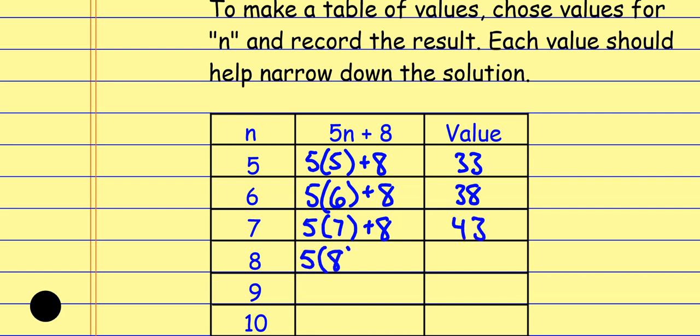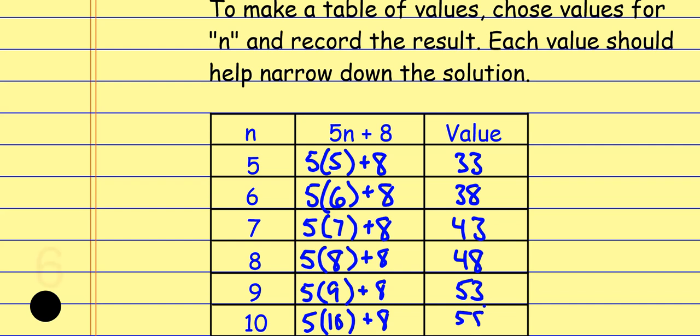Look at my use of parentheses as I plug things in. Order of operations, I do the multiplication, then the addition. 5 times 8 is 40. 40 plus 8 is 48. And that kind of answers the question, but let's keep going anyway. I'm going to plug the 9 in. 5 times 9 is 45, plus 8 is a 53. And then the last one, 5 times 10 is 50, plus 8 is a 58.